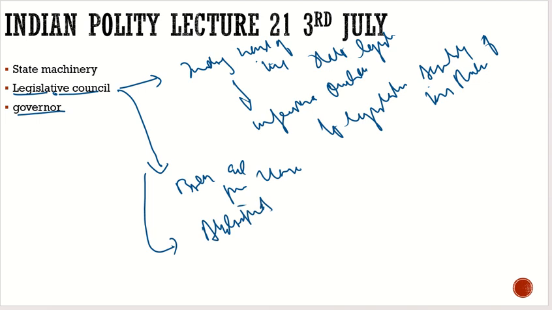One thing about the Rajya Sabha is that it is the federal feature. Is the legislative council a federal feature? No, it is not. It is something within the states where different representations, different groups are represented. So it can't be the federal feature.